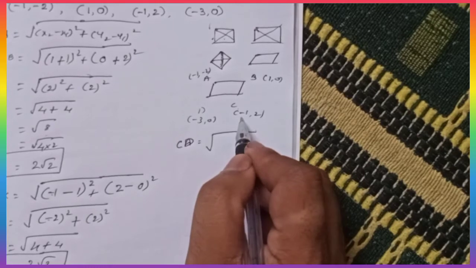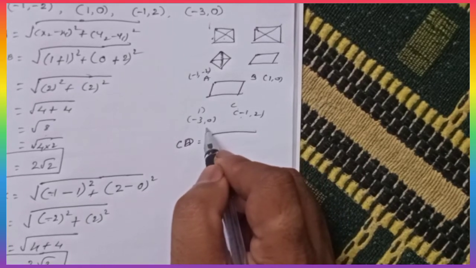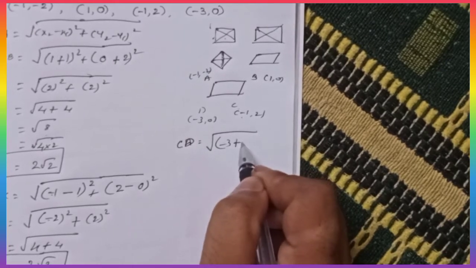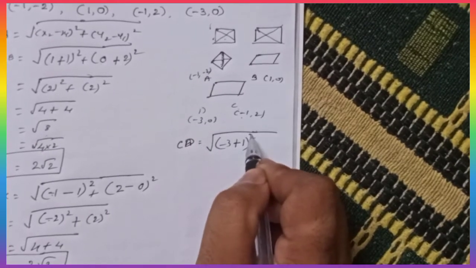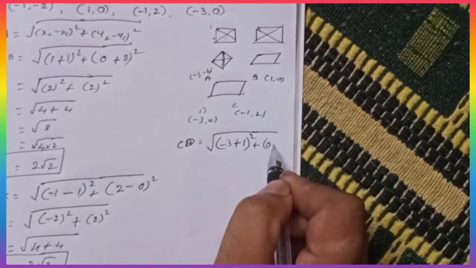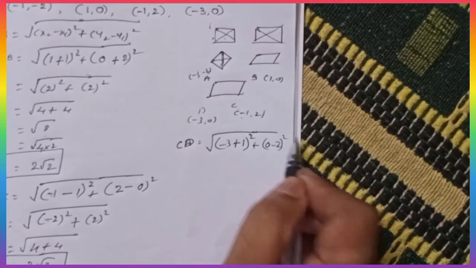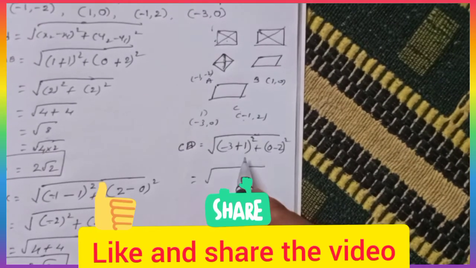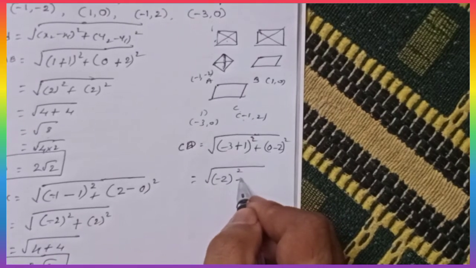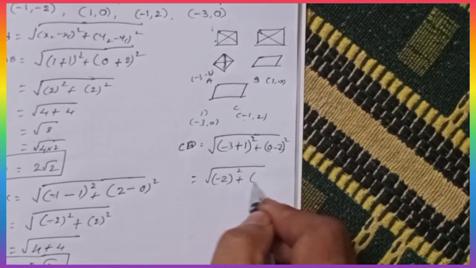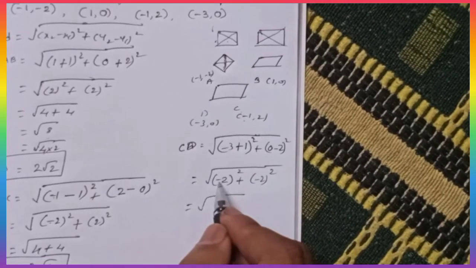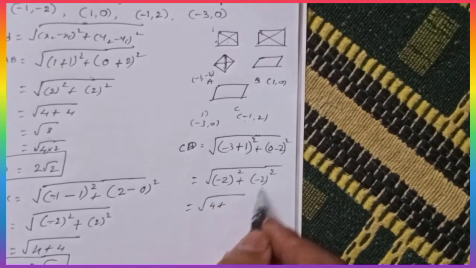Square root of, C has the coordinate points x1, y1, and D has x2, y2. So x2 is -3 minus x1 is -1, minus into minus becomes plus, 1 whole square, plus y2 is 0 minus y1 is 2, whole square. So -3 plus 1, change in sign, subtract: 3 minus 1 is 2, bigger number sign is minus, so -2 square, plus 2 minus 0 is 2, 0 minus 2 is minus 2, whole square. Minus square is plus, 2 square is 4, plus minus square is plus, 2 square is 4.